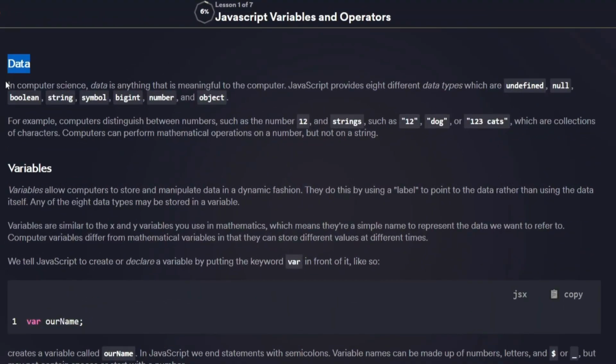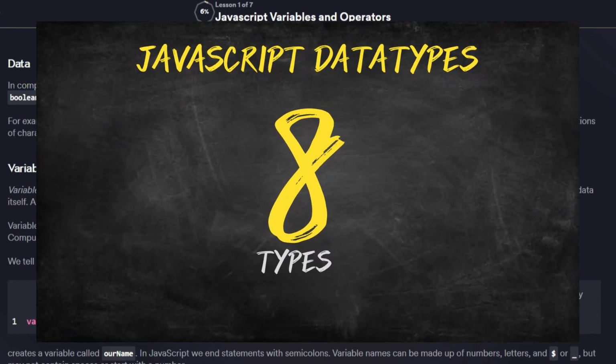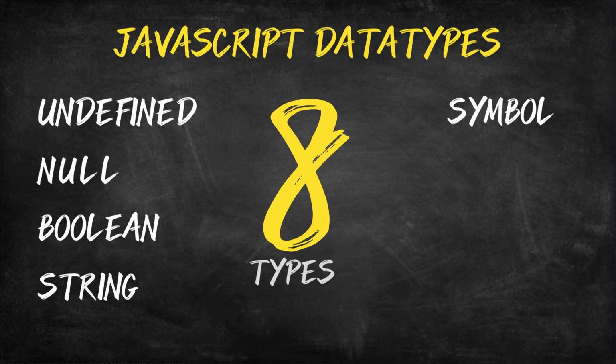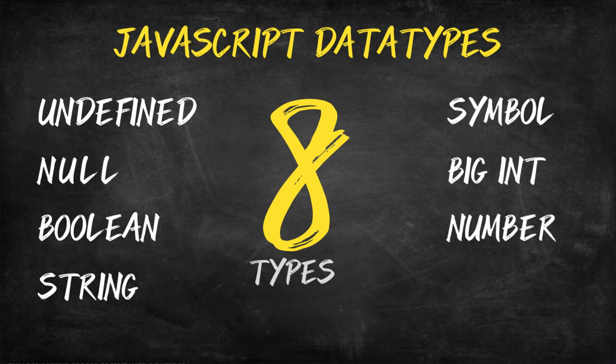Data. In computer science, data is anything that is meaningful to your computer. JavaScript provides 8 different data types, which are undefined, null, boolean, string, symbol, bigint, number, and object.